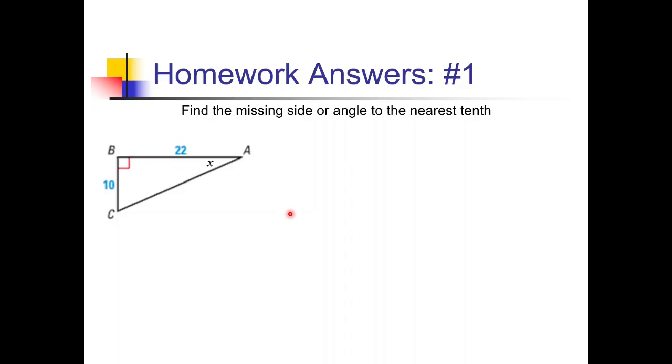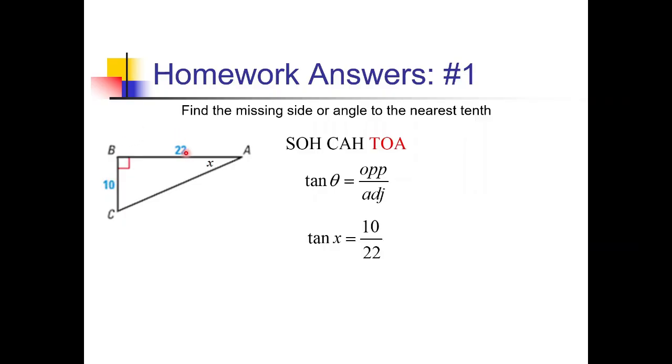For this problem, we're trying to find this missing angle right here, and we have these two sides. So we're going to bust out our SOHCAHTOA functions and see what we can do with this. Now I notice here that, based off of this angle, I have the opposite side and the adjacent side. So OA, that's TOA out of SOHCAHTOA. So I'm going to set that up with tan of theta equals opposite over adjacent. So specifically here we have tan of our angle, x, equaling our opposite side 10 over the adjacent side 22.